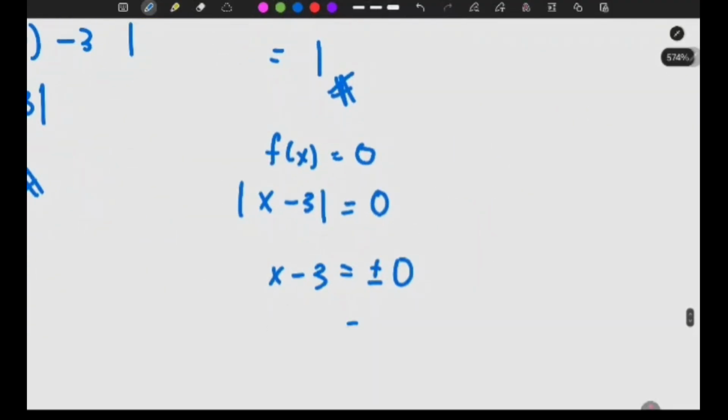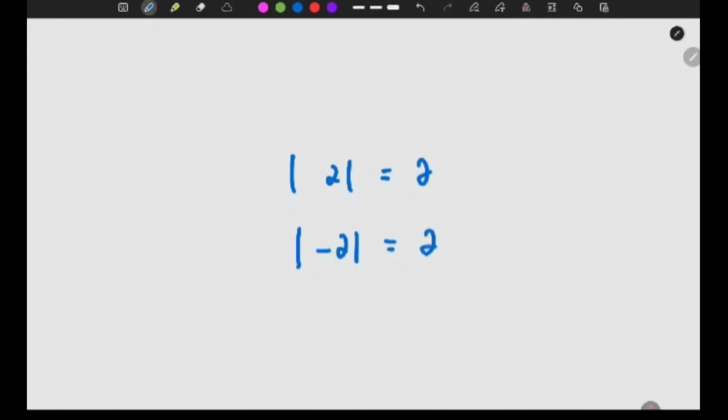Why? Okay, let's just say I have 2, what is the outcome? If modulus 2, the answer will be 2, right? What if my modulus is negative 2? It's going to be 2, isn't it? Because as I say, the modulus function is to make a number positive. So 2 or negative 2, when you have a modulus, it will be 2.